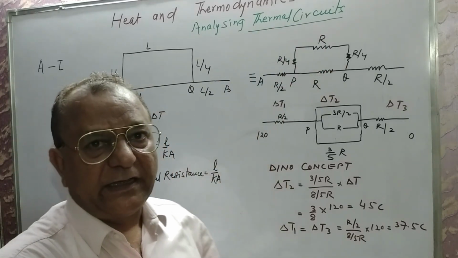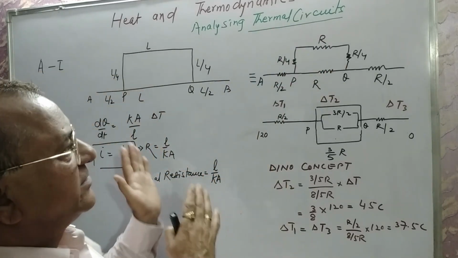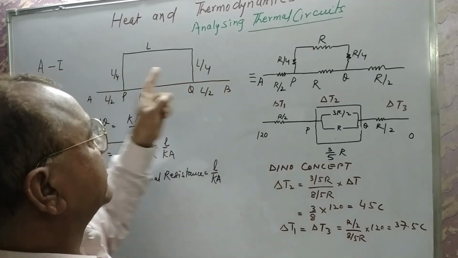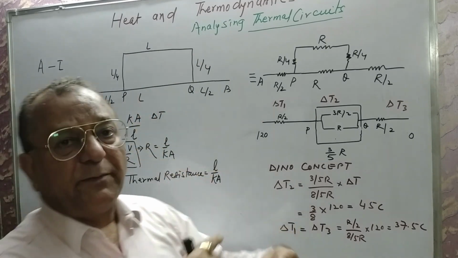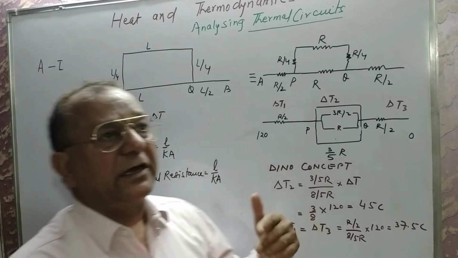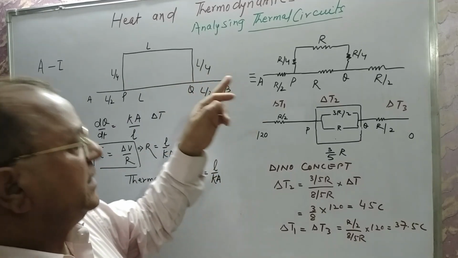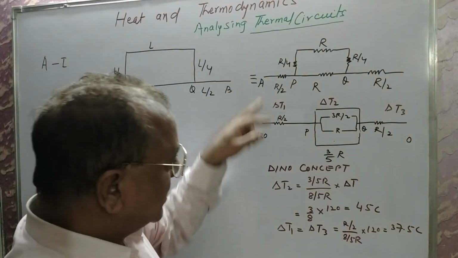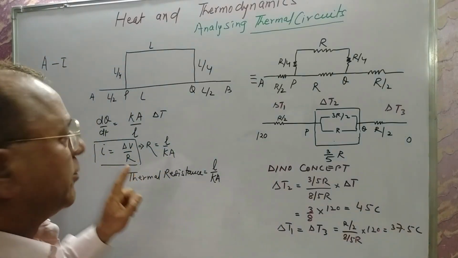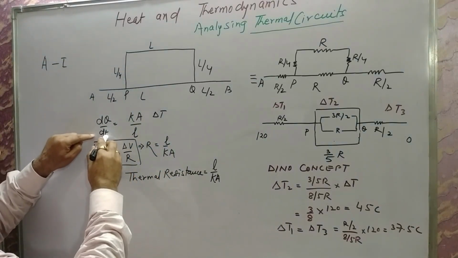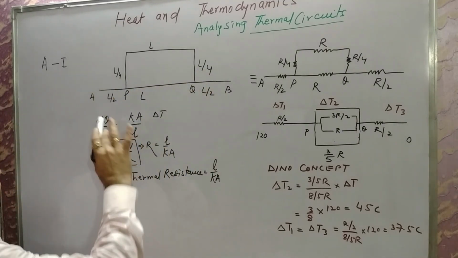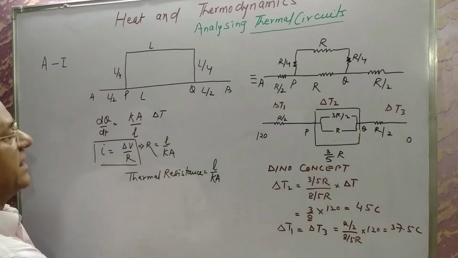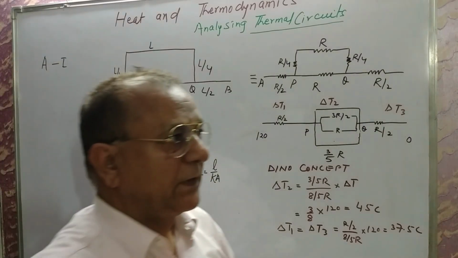With the help of my technique, because you have studied circuits in electricity, all these questions on thermal circuits, different combinations of rods and conducting materials, can be analyzed using circuits. This concept basically depends upon the current dQ/dt flowing through rods or any conducting materials being equal to KA/L times delta T. This is the equation of conductivity.